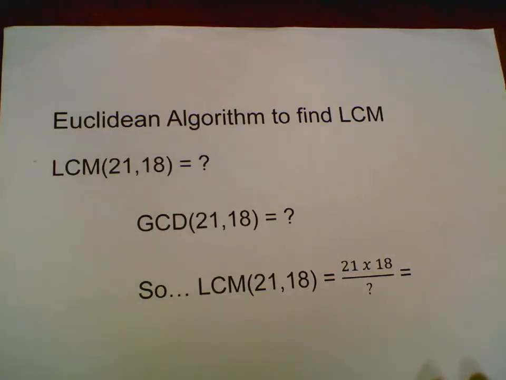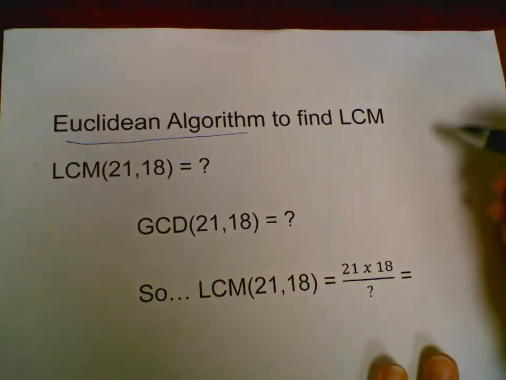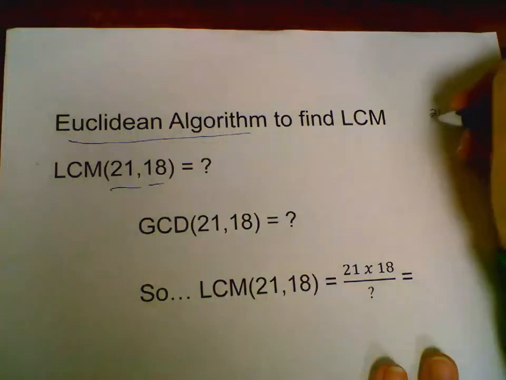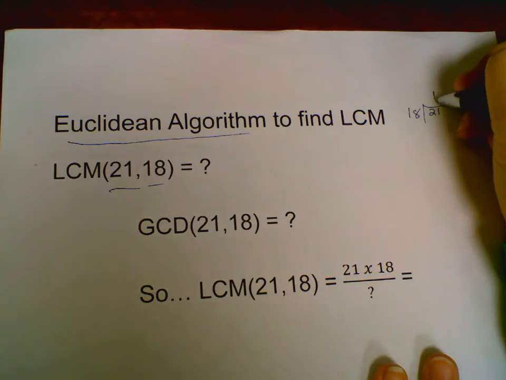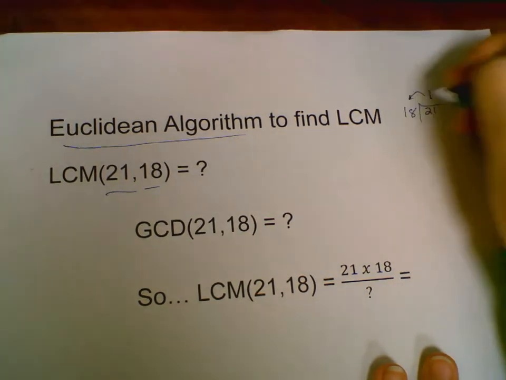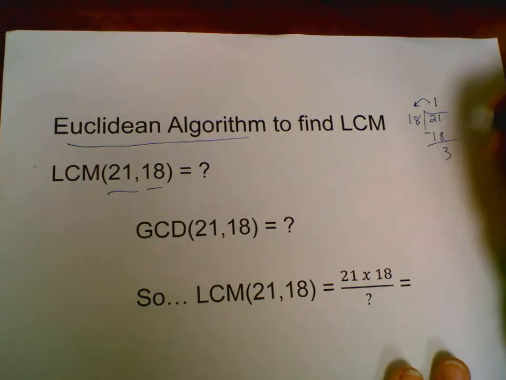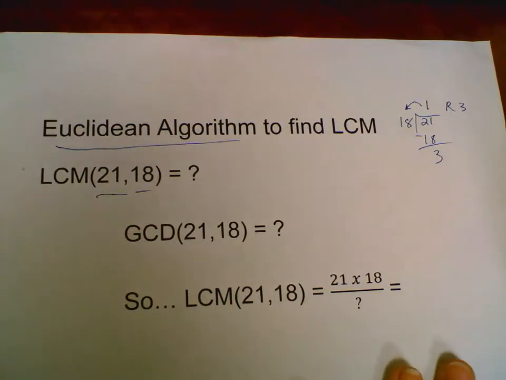Let's find the least common multiple between 21 and 18. Well, we're going to use the Euclidean algorithm method. That's taking the bigger number and dividing by the smaller number. 18 goes into 21 once. 1 times 18 subtracted from 21 is 3. We have a remainder of 3. We must keep going because we have a remainder.